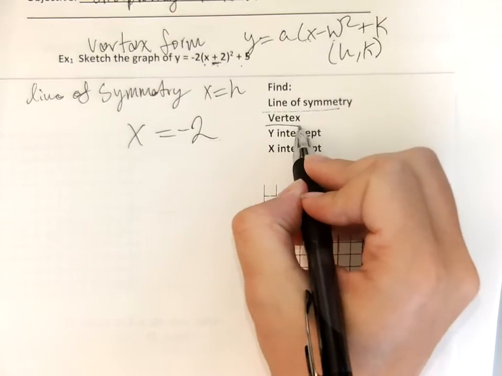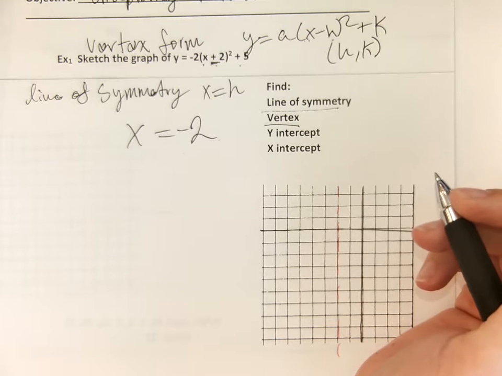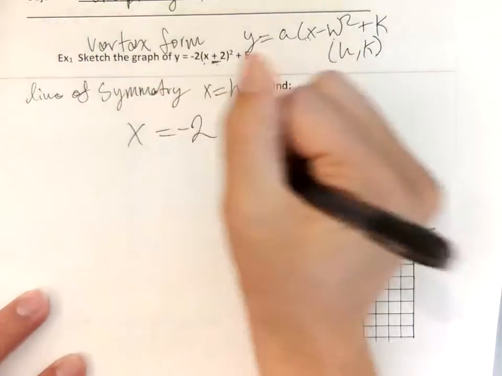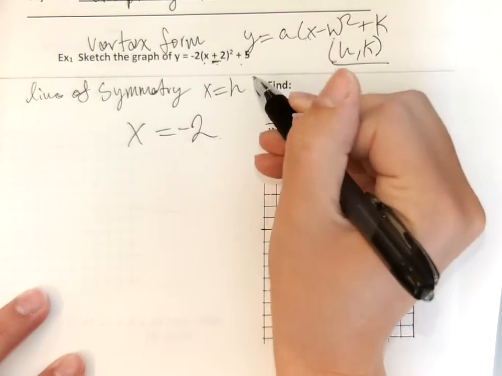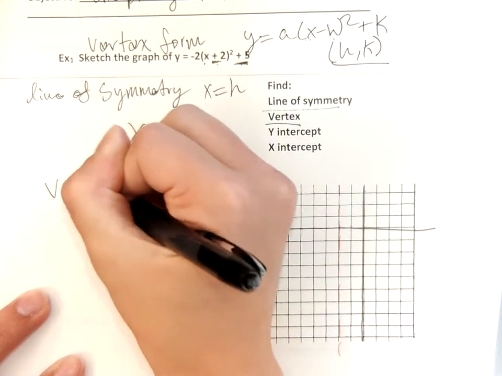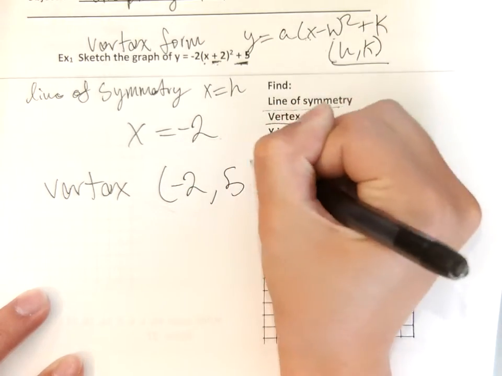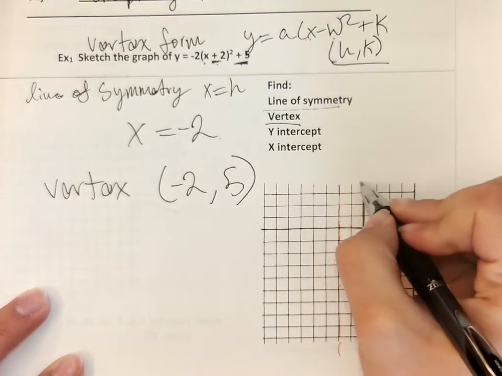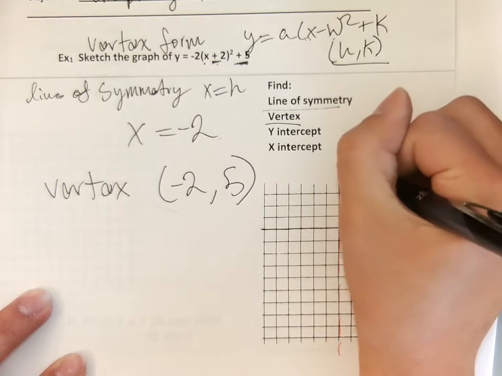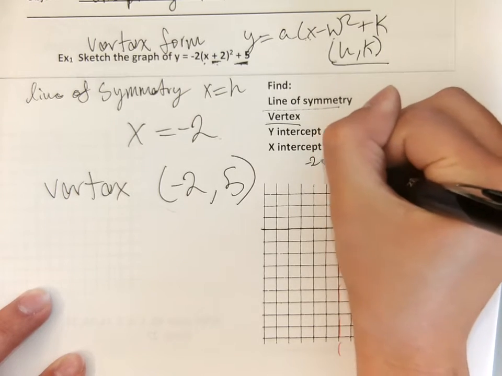Next is vertex. So, oh no, I didn't graph right. I didn't do the axes right, but that's fine. It's h comma k. In this equation, k is positive 5, so our vertex is at negative 2 comma 5. That's where I messed up. You can go up, there's one, another one. So it's going to be right here. This is our vertex at negative 2, 5.